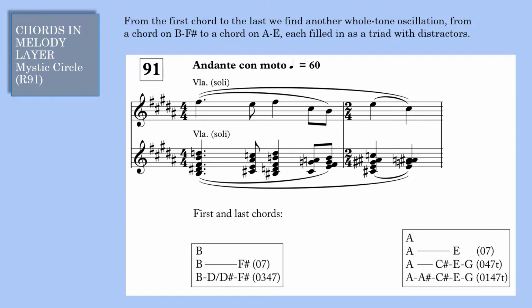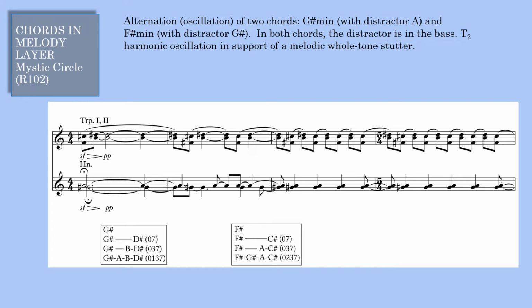This is the moment when the chosen one is chosen. The Mystic Circle melody is here reduced to a simple alternation of its last two notes, D sharp and C sharp. The planing accompaniment provides an alternation or oscillation of two chords, G sharp minor with distractor A, and F sharp minor with distractor G sharp. In both chords, the distractor is in the bass, a harmonic oscillation in support of a melodic whole tone stutter.